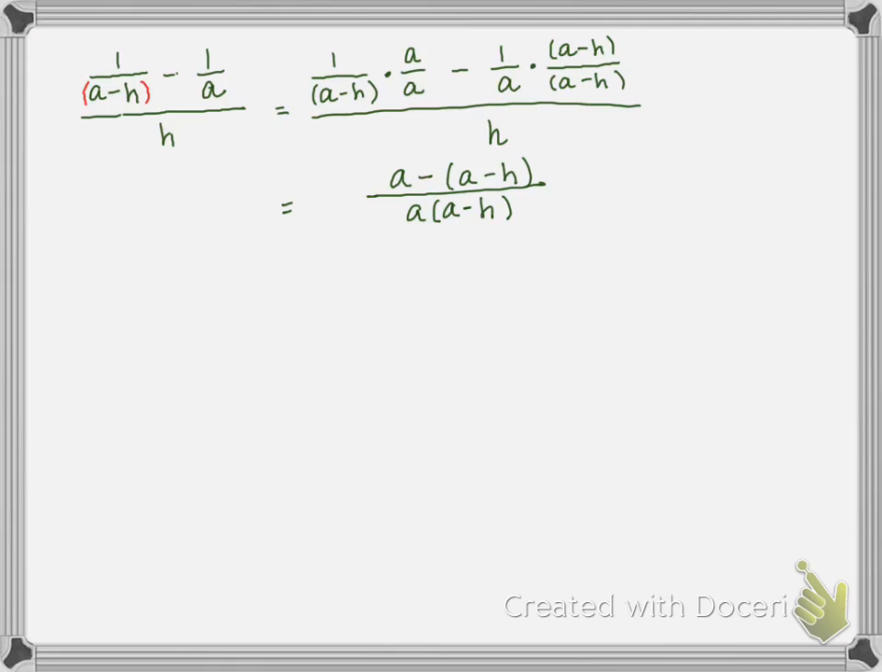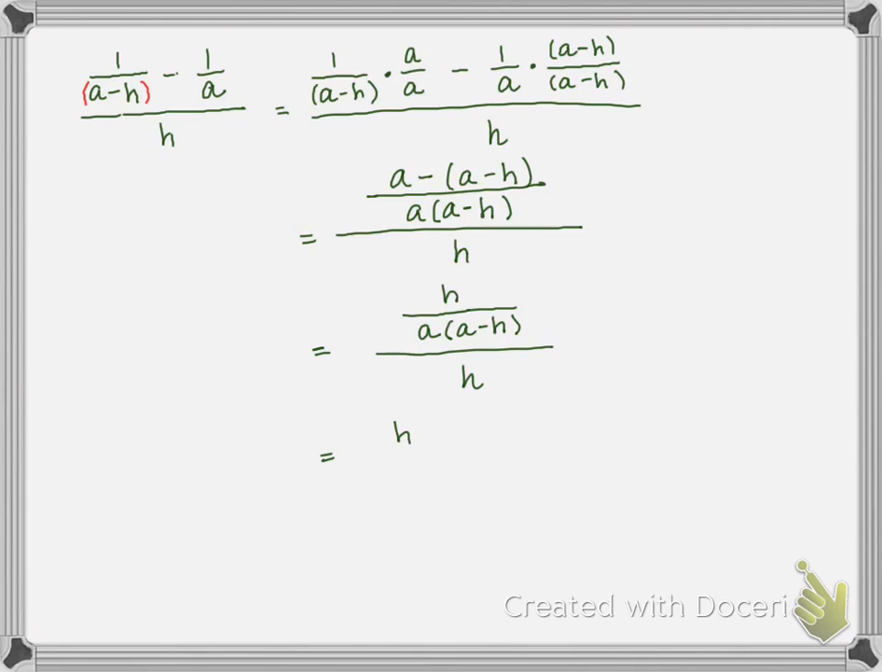Can I cancel that a minus h? No, because there is subtraction between the a and the a minus h, not multiplication. Very good. So I have to distribute that negative before I can drop my parentheses. So I have a minus a, which is 0. And then that's a positive h because that negative distributes. So we end up with h over a times a minus h, over h.